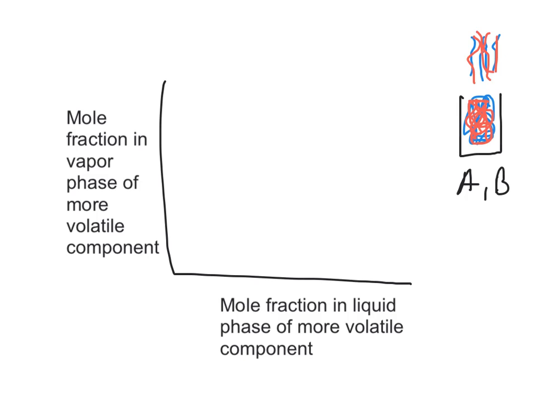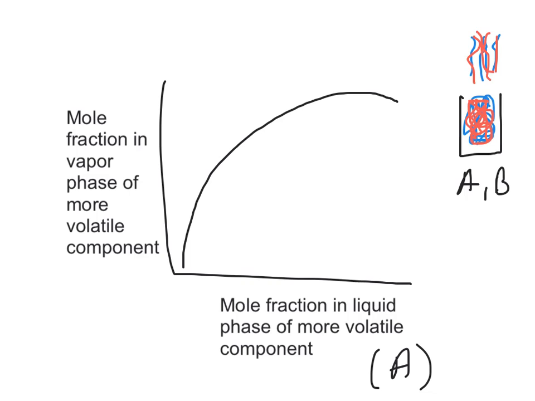And so what I'm going to do is draw a plot of the mole fraction in the liquid phase for the more volatile component. So let's just say this is A. A is more volatile than B, which means A likes to be in the vapor phase. It wants to be in the gas phase more than B. So on the x-axis, we have the mole fraction in the liquid phase of the more volatile component, in this case A. On the y-axis, we have the mole fraction in the vapor or gas phase of the more volatile component. Again, that's A. And if we plot that, we'll get a plot that looks something like this.